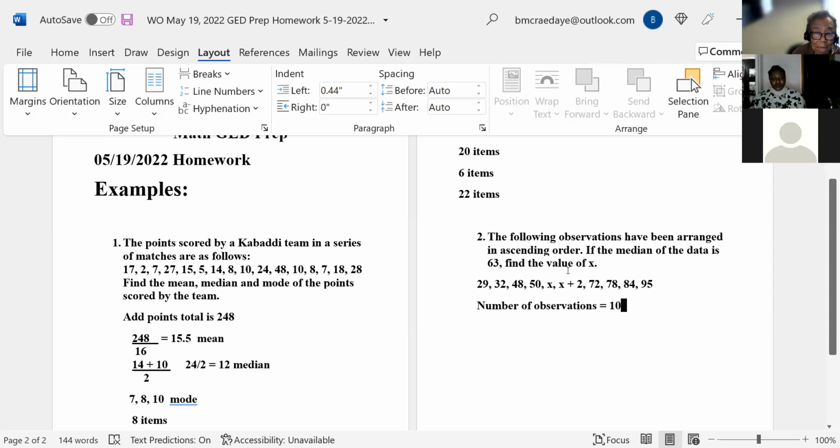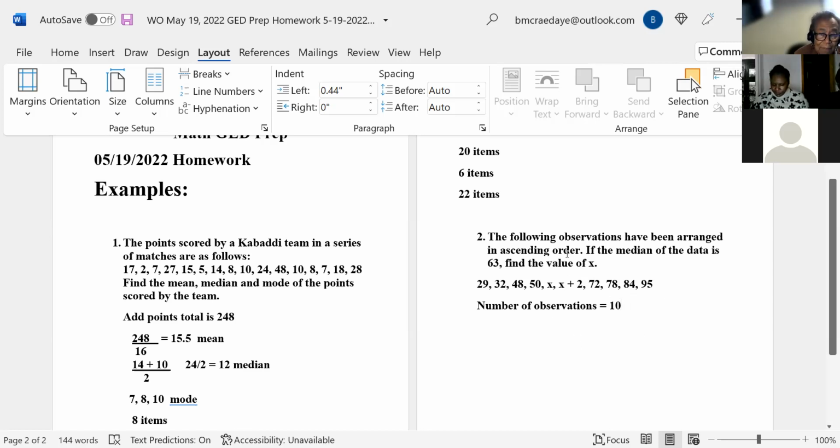Now notice they gave you X for one of the observations, and they gave you X plus 2 for one of the observations. So there are a total of 10, and they are in order, right? If you have 10, Michelle, how many do you have at the front? 4. Very good. Because you have 4 in the front, 4 at the end, and there's the 2 right there in the middle.